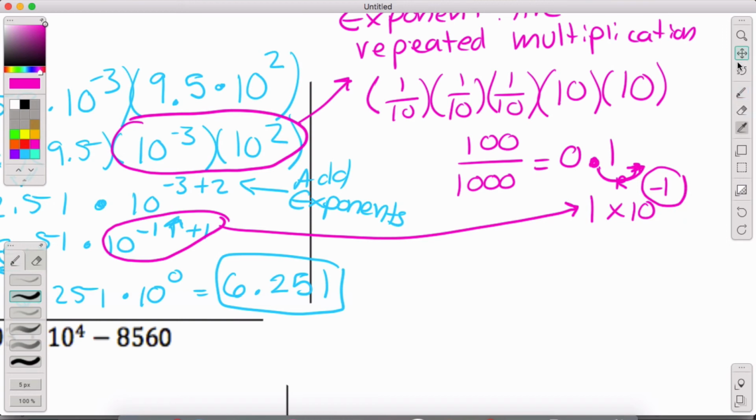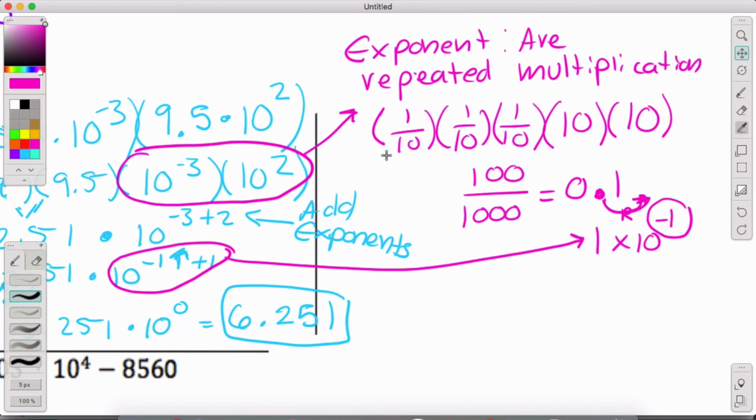That's why we end up adding them together, because we have 1 times 1 times 1 times 10 times 10, which ultimately gives us 100, and then this right here is 1000. 100 divided by 1000 gives us 0.1, okay, or 1/10 of a value. 1/10 is equal to 10 to the negative 1.